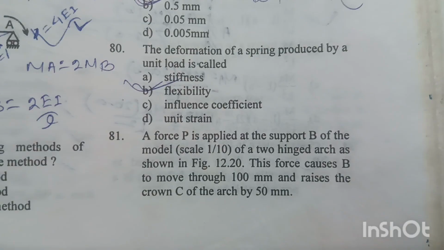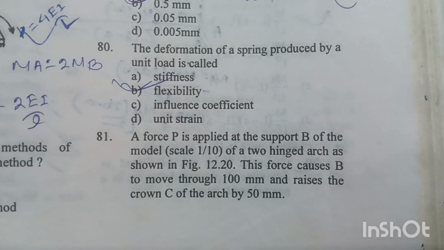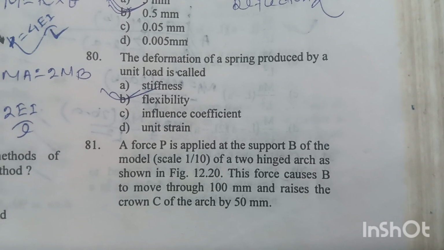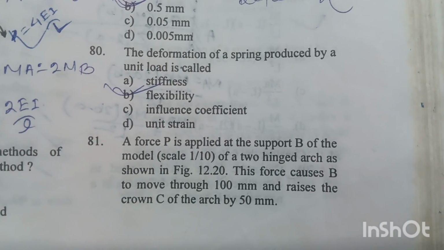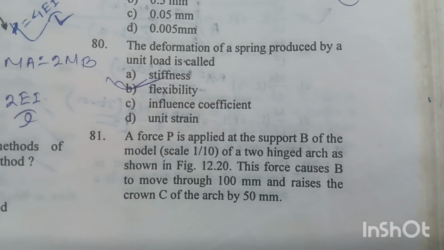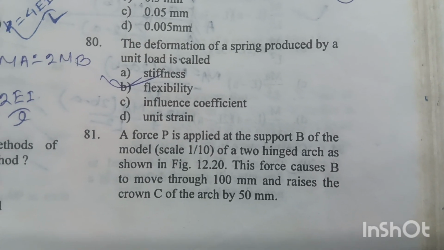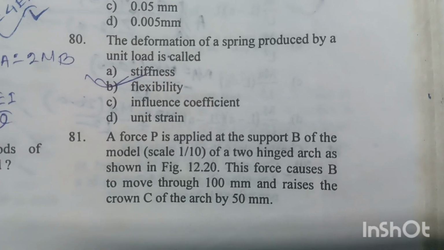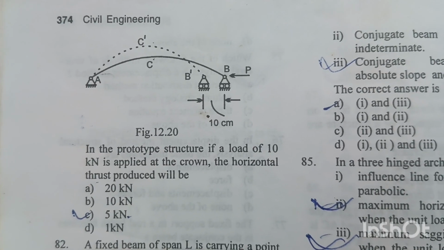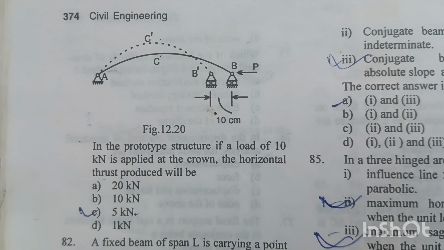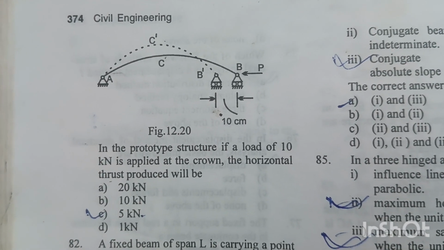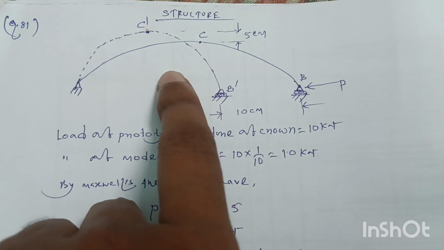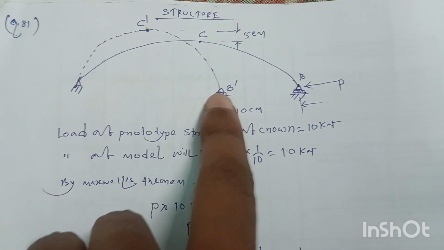Question number 81. A force P is applied at the support B of the model of scale 1 by 10 of a two-hinged arch as shown in the figure 12.20. This force causes B to move through 100 mm and raises the crown C of the arch by 50 mm. In the prototype structure, if a load of 10 kN is applied at the crown, the horizontal thrust produced will be. So as per the question, this is the model of the two hinge arch ABC.